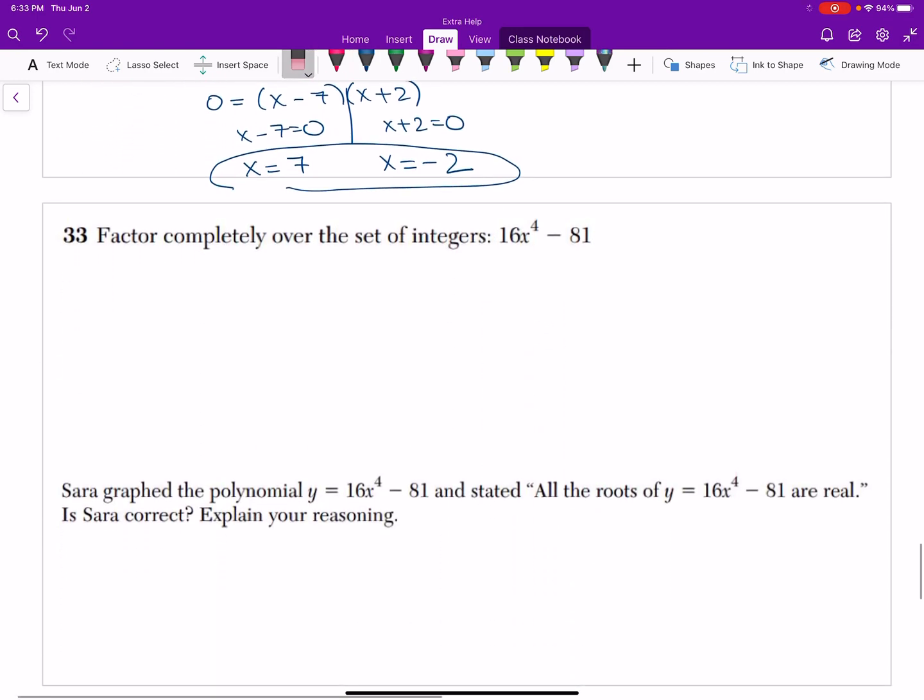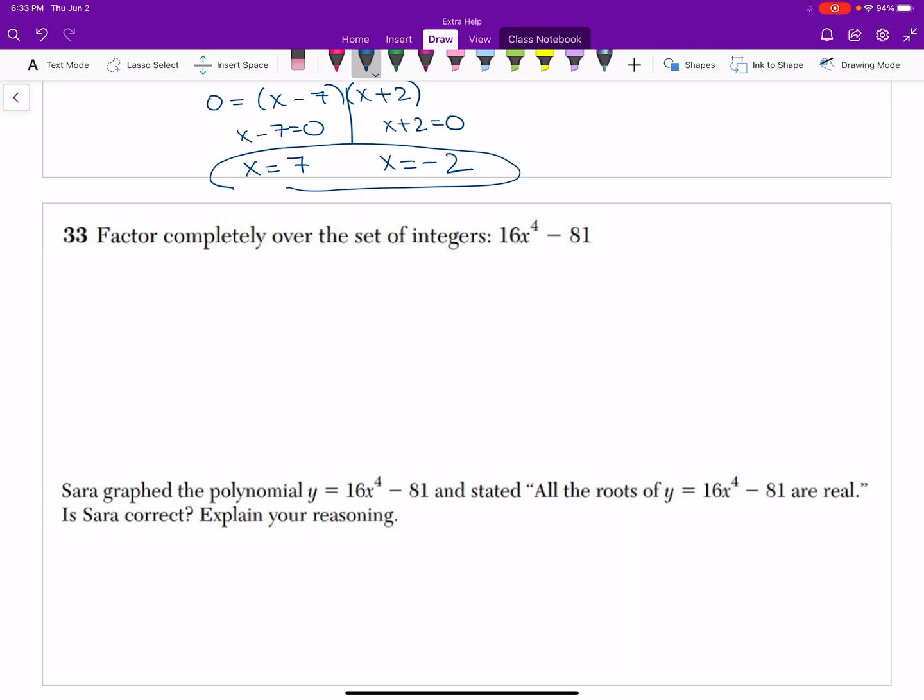Question 33. Factor completely over the set of integers. So taking a look at this, there's no GCF to pull out. That should always be our first step of factoring. They don't have anything in common.